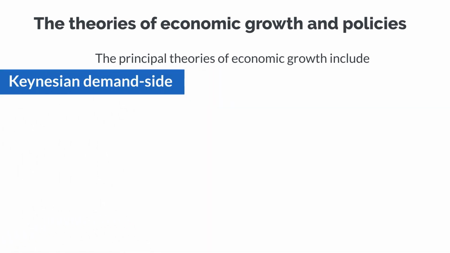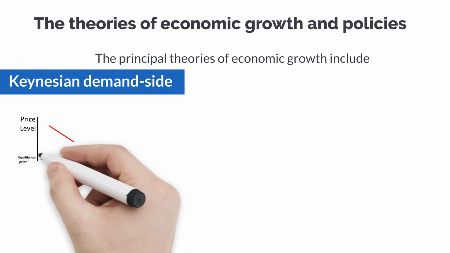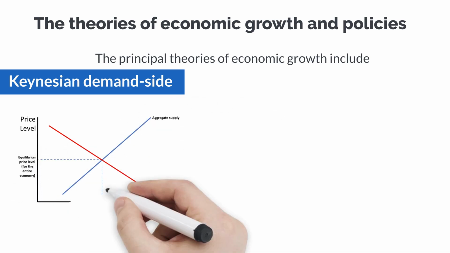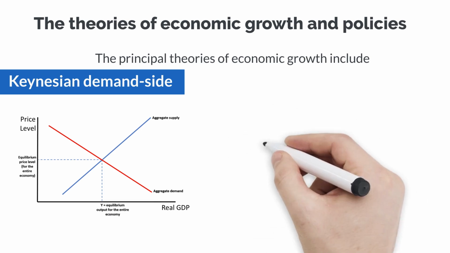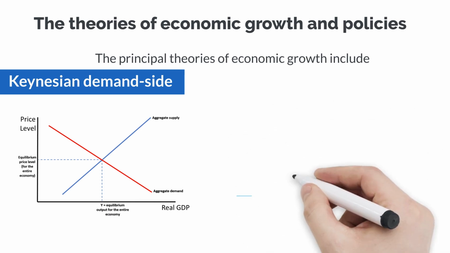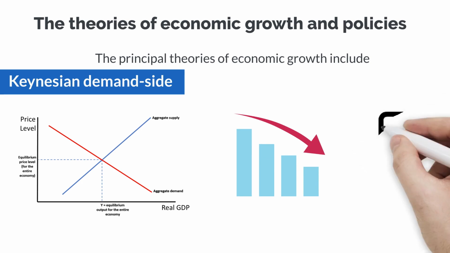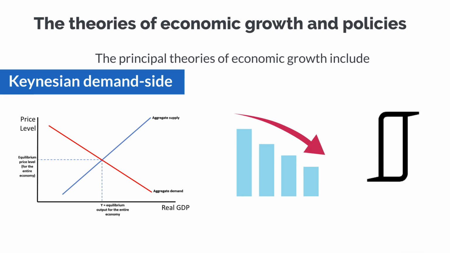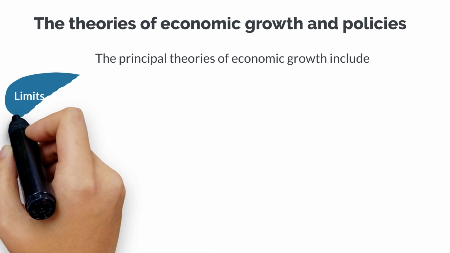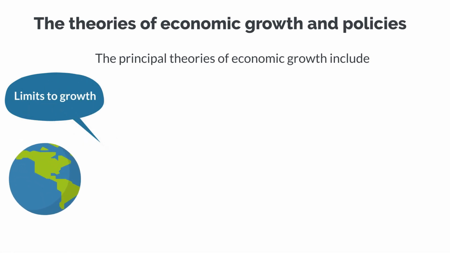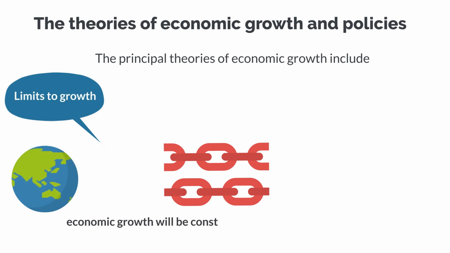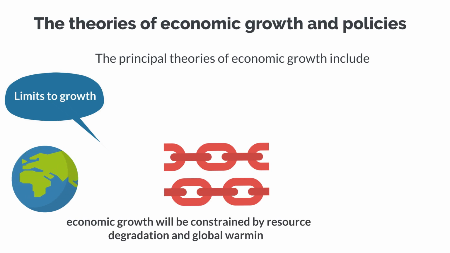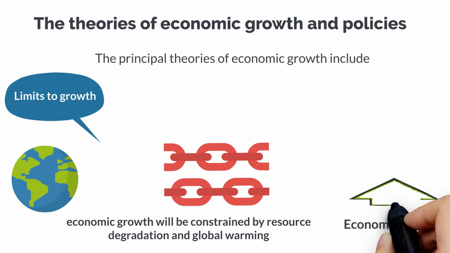Keynesian demand side: Keynes argued that aggregate demand could play a role in influencing economic growth in the short and medium term. Though most growth theories ignore the role of aggregate demand, some economists argue recessions can cause hysteresis effects and lower long-term economic growth. Limits to growth: from an environmental perspective, some argue in the very long term economic growth will be constrained by resource degradation and global warming. This means that economic growth may come to an end.